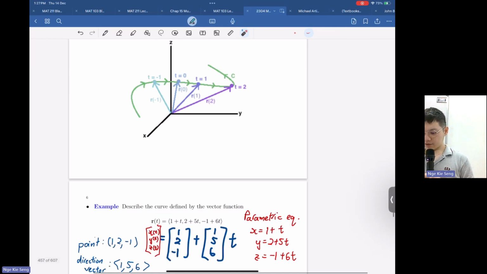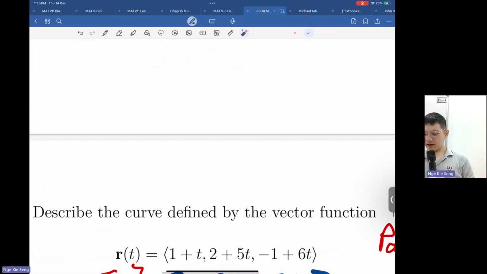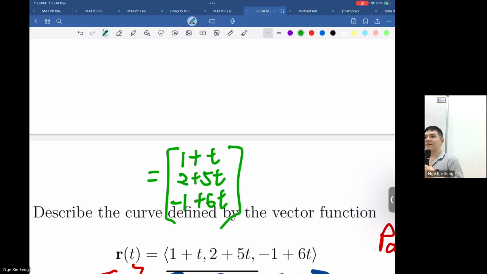Okay, so maybe let's look at some example here. If I give you this, can you guess what curve this is? Again, this is very close to linear algebra stuff. If I write it this way, 1 plus t, 2 plus 5t, minus 1 plus 6t. Is it close to linear algebra stuff or not?